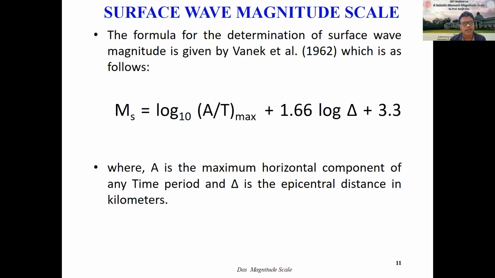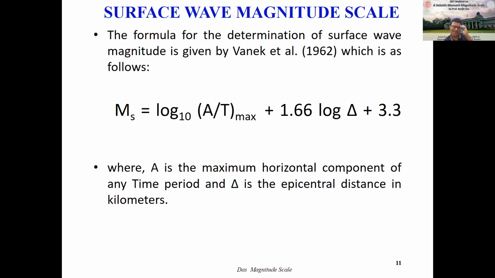Next we are coming to surface waves. Surface wave magnitudes basically give information about the surface, and it was initially defined by Gutenberg and Richter in 1936, and then modified by different people. In 1962, Vanek et al. developed another scale. Vanek et al. modified the surface wave magnitude with some correction factor.